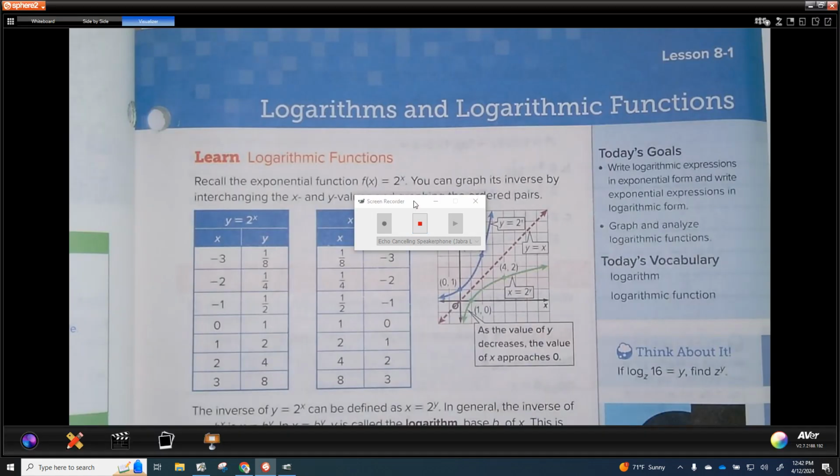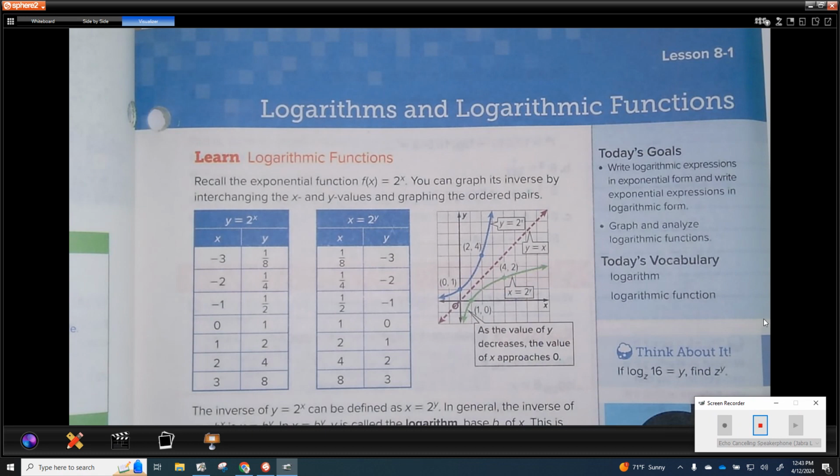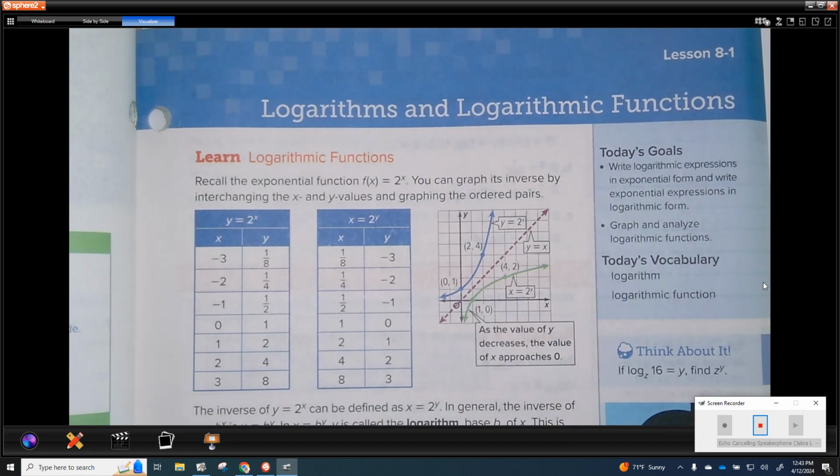This is right in the middle. Today I'm going to go through 8-1 on page 399, logarithm and logarithmic functions.